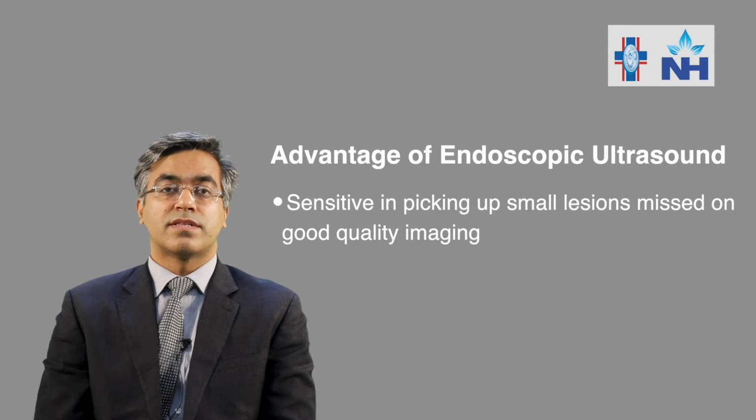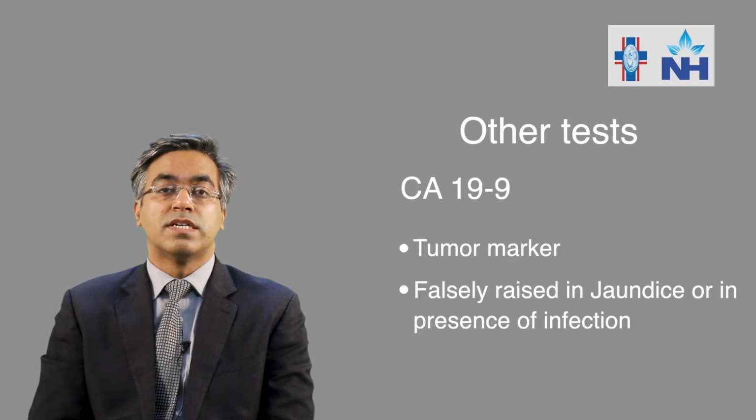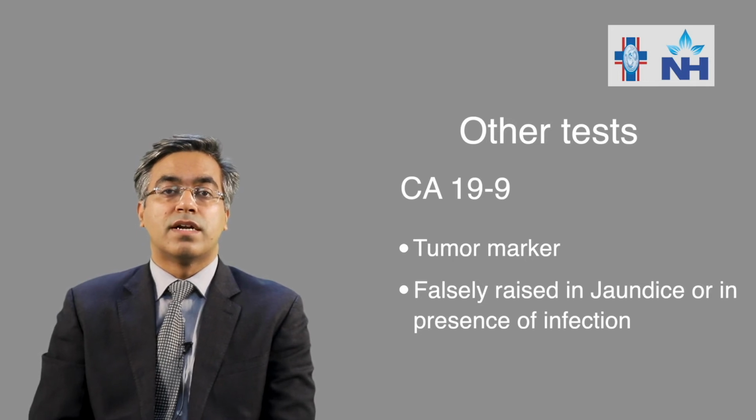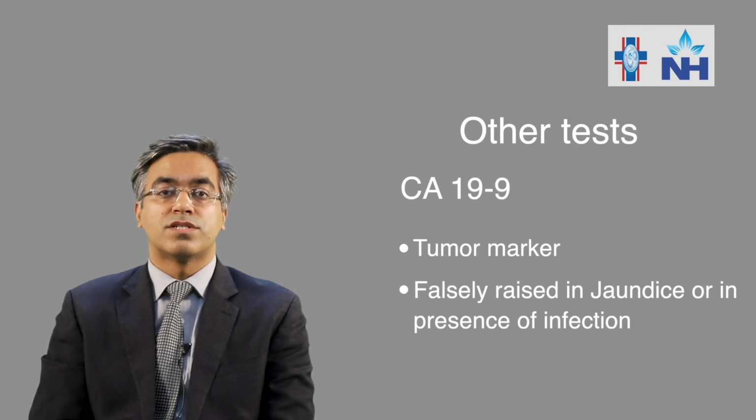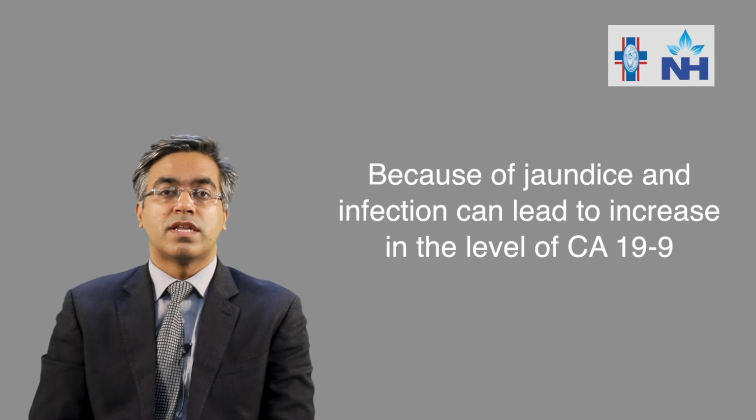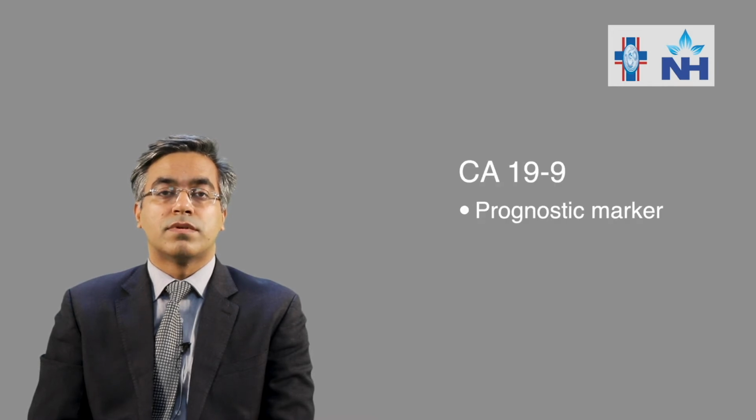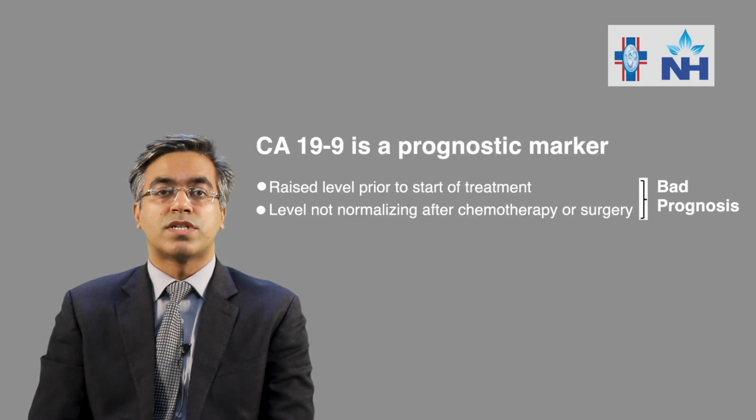The other test which the clinician advises for a pancreatic cancer patient is CA19-9. This is a tumor marker and is usually advised in patients who are not jaundiced at presentation, because the presence of jaundice and infection can lead to an increase in the levels of CA19-9. CA19-9 is basically not a diagnostic test, but it is a prognostic marker.